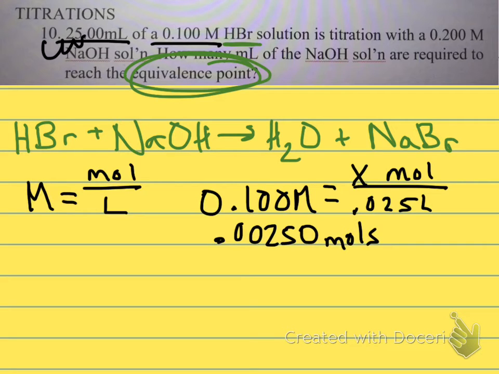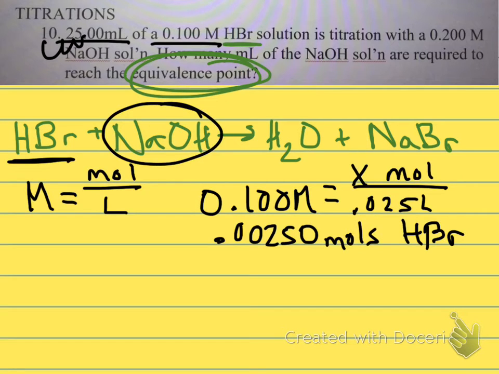So when we solve for our X moles, we should get 0.00250 moles, and that's of hydrobromic acid. So now we have our moles of hydrobromic acid, and we need to know how many moles of sodium hydroxide will fully react with hydrobromic acid. Once we have our moles of sodium hydroxide, since we have the molarity of our sodium hydroxide solution, we can figure out the number of milliliters.